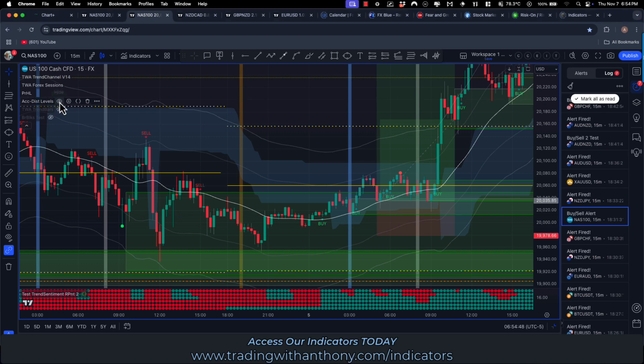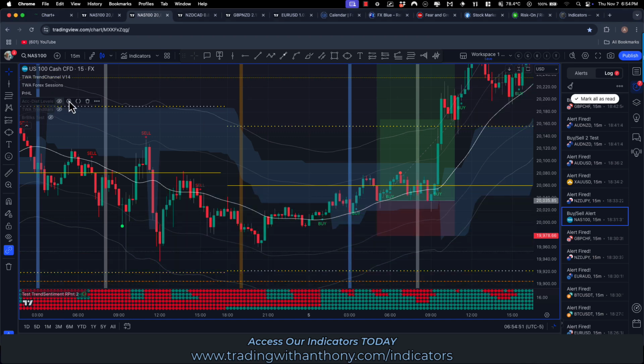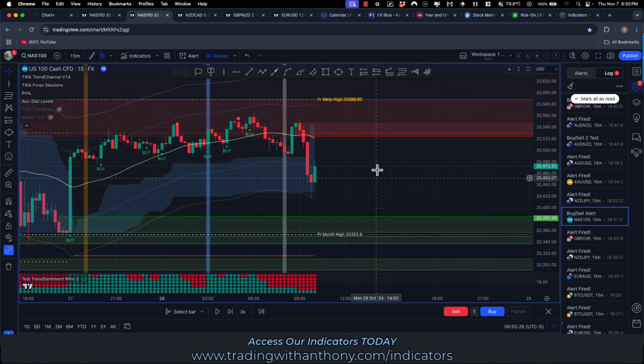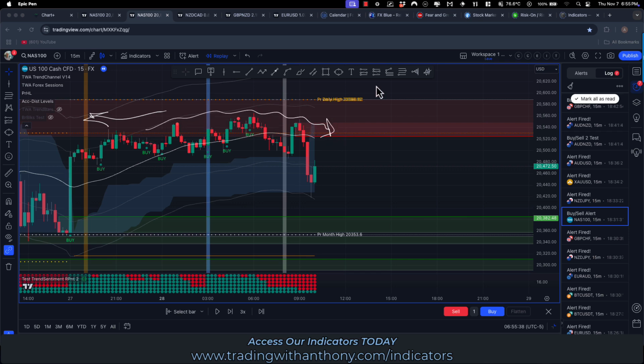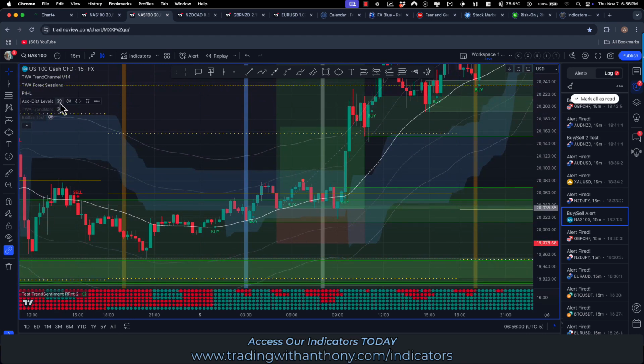I prefer to turn this one on and off as I need it. And it'll also give us, back here for example, this previous resistance, and as you can see, price is reacting off the level. I like to switch it on and off as I need it.